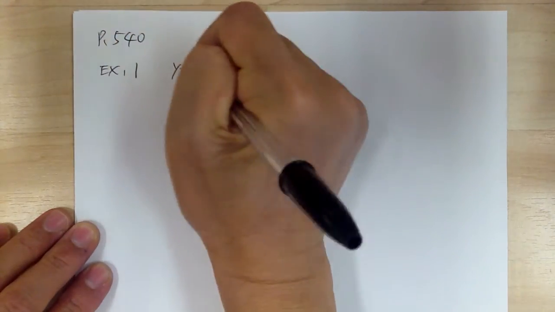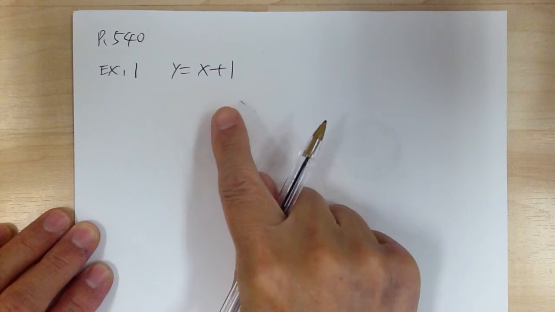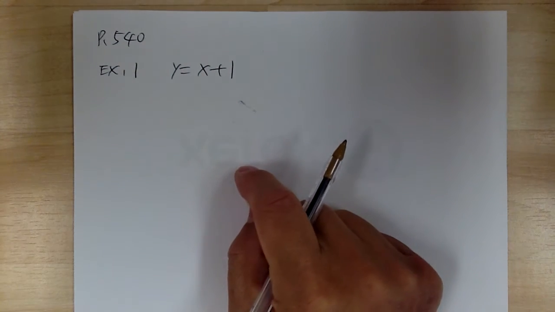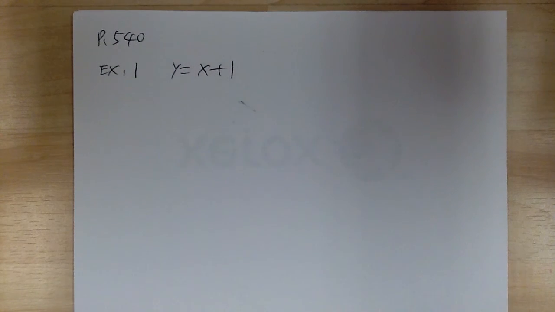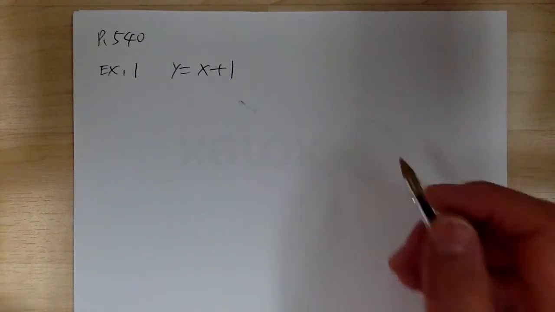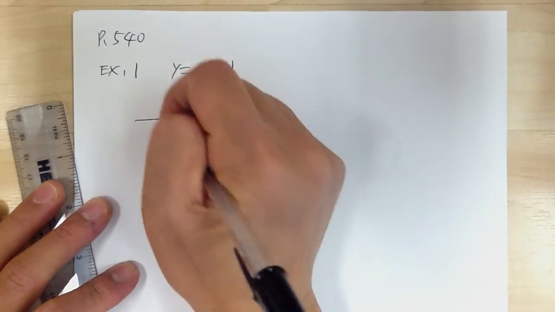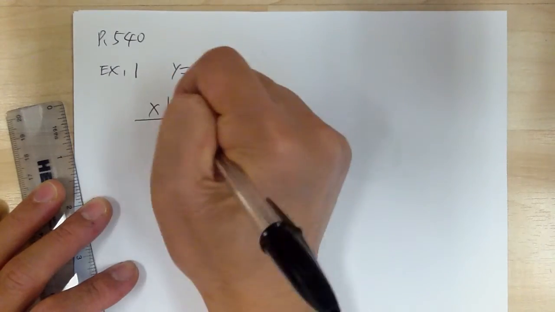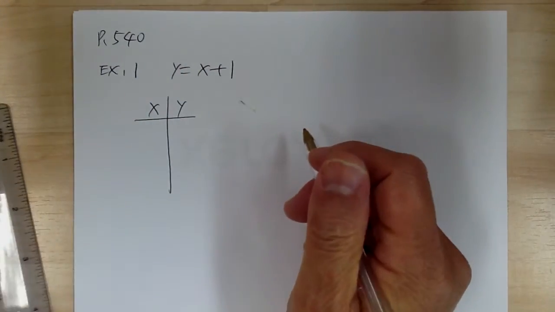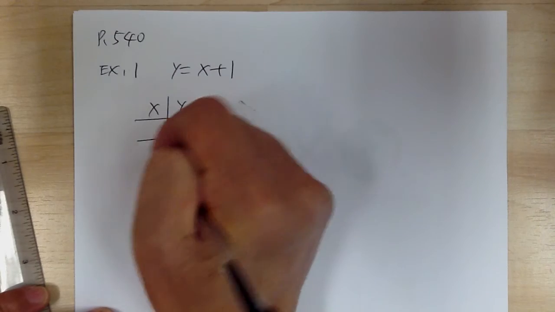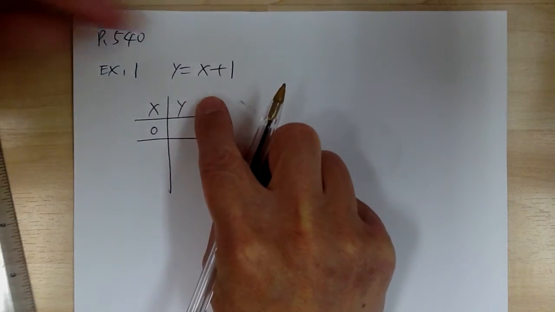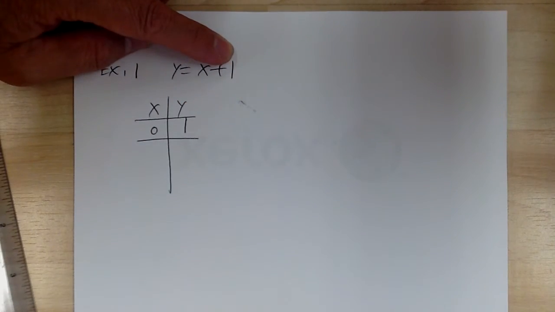You've got y equals x plus 1, so you want to graph that. We're going to start with the most primitive, most basic way of graphing, and that is to make a table and make points. So you make a table with x and y. You can use any number. If I make x equal to 0, I get 0 plus 1, so y equals 1, right?